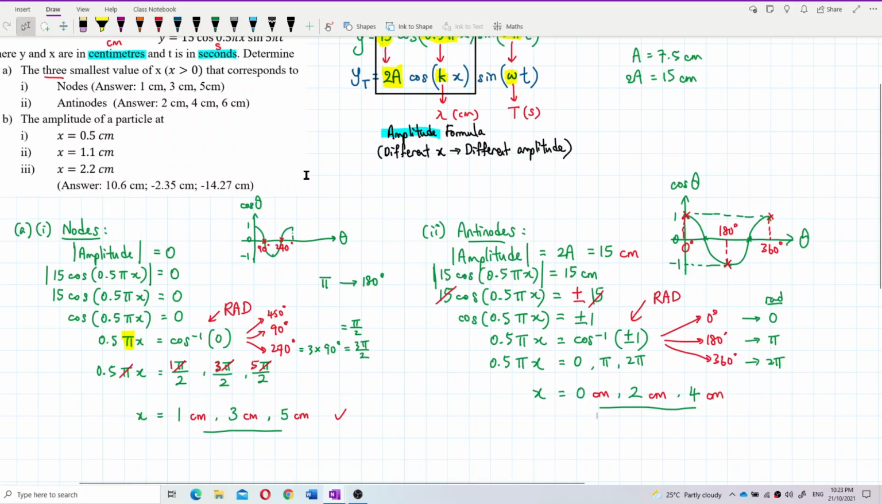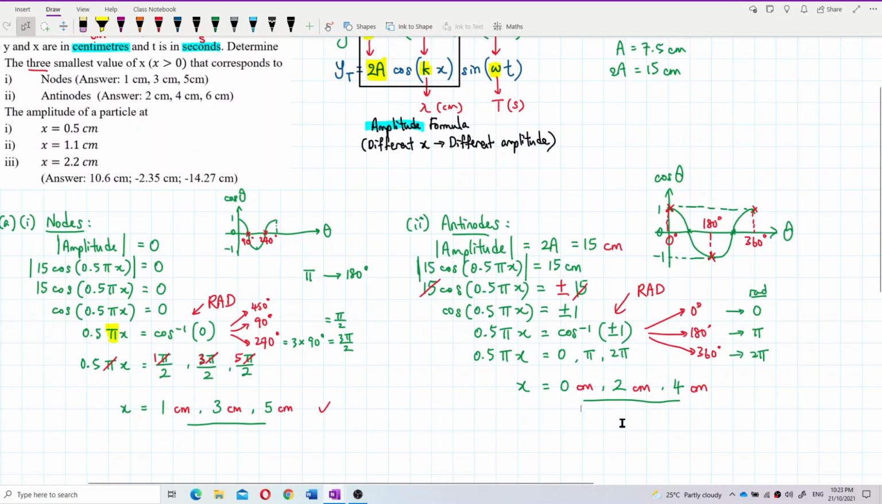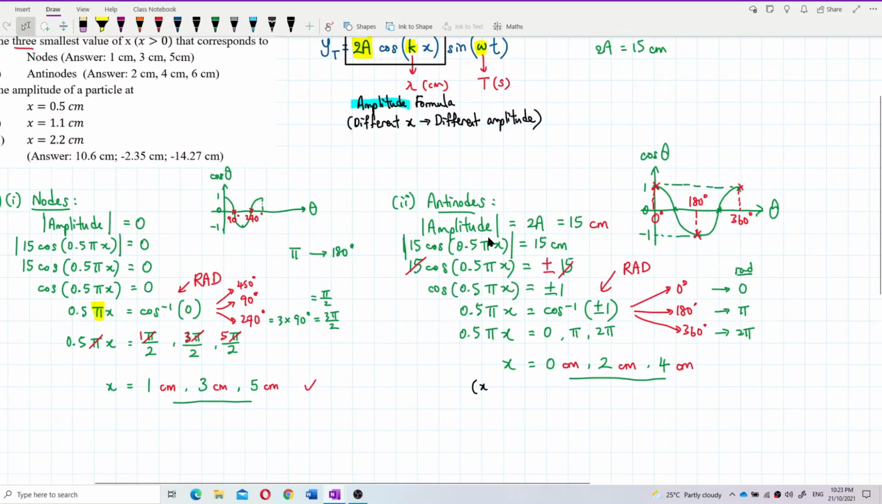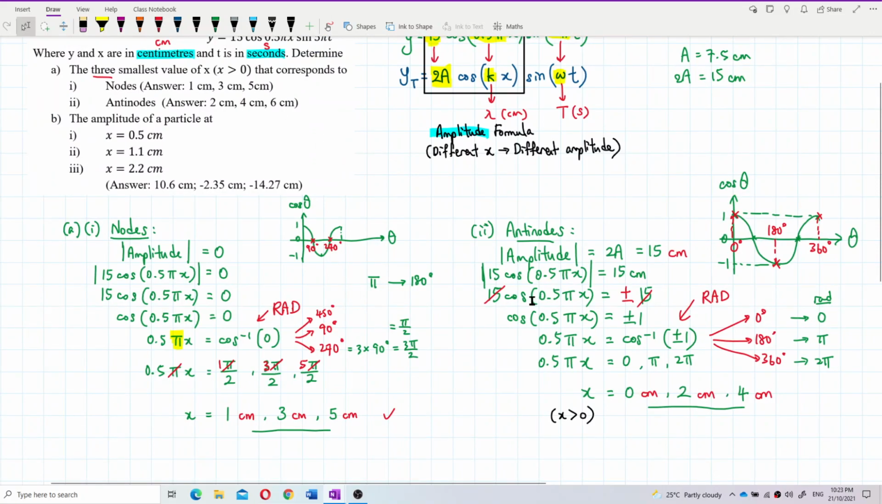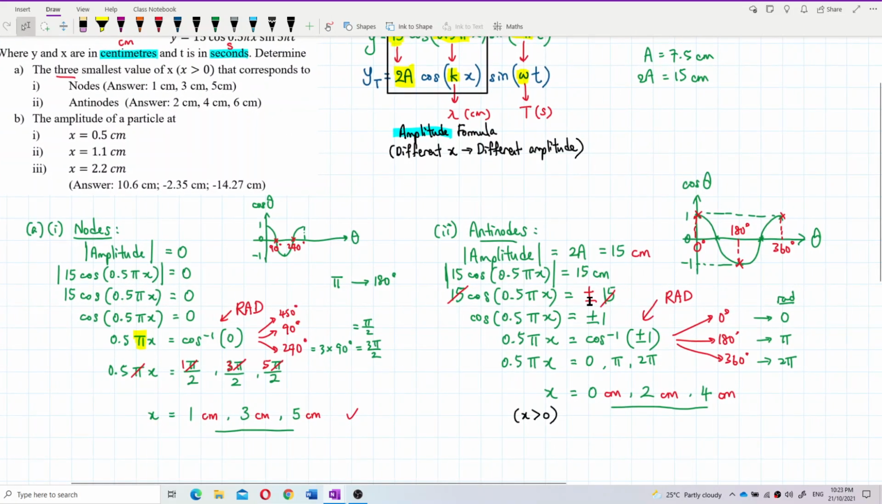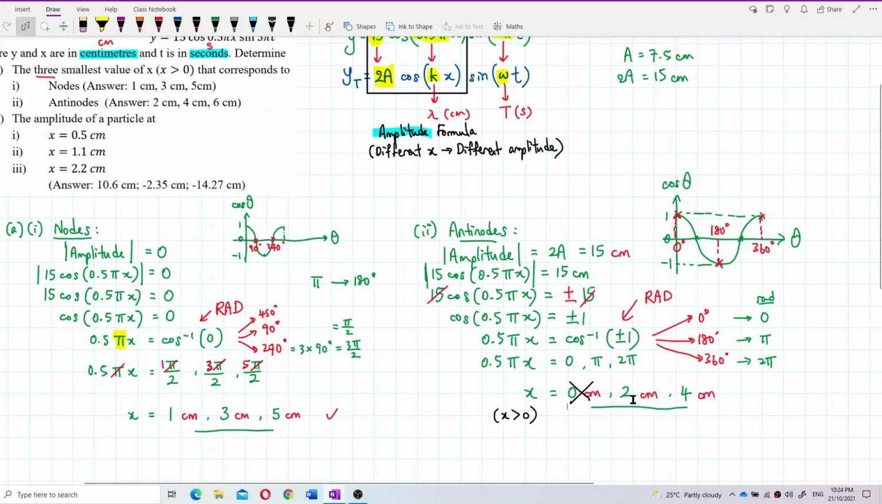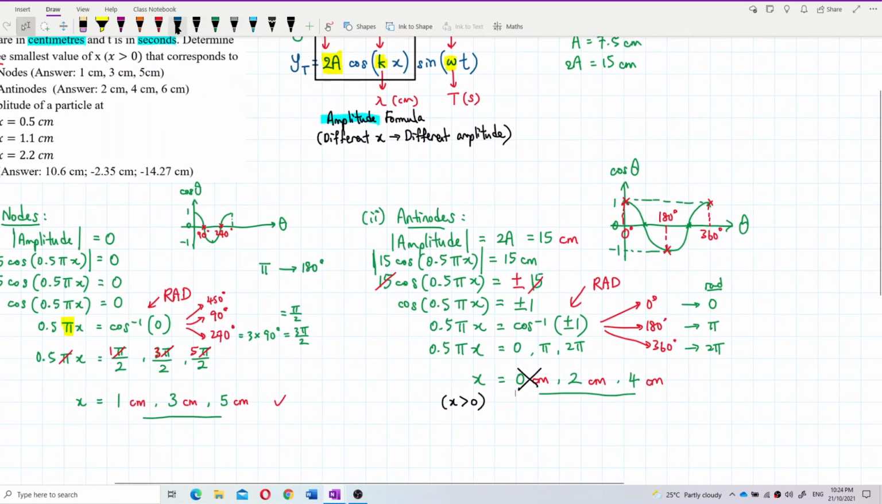What's the 3? Oh, 3 smallest values, but x must be more than 0. So the 0 is not accepted because x must be more than 0. Look at the question. He doesn't want the 0. X must be more than 0. So the 0 is not counted. So you must find another one because we need to have at least 3. So you only have 2.